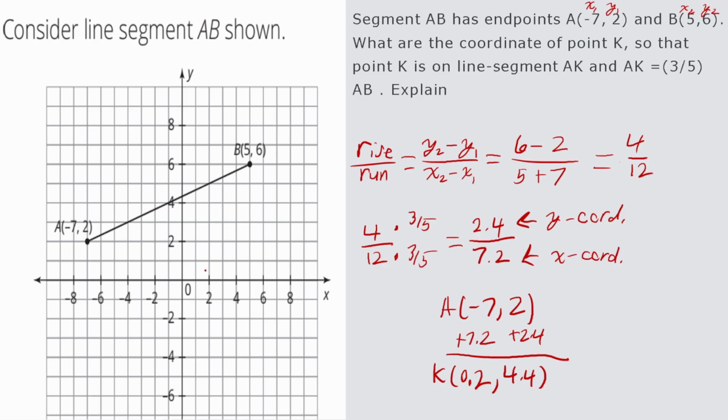And if we need to plot this on the graph, it would be about here. That would be point K. But there is our answer. That line segment that we just created with point K being there puts us at 3/5 of AB. That's how we would do it.